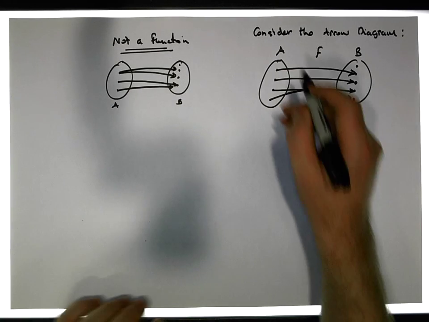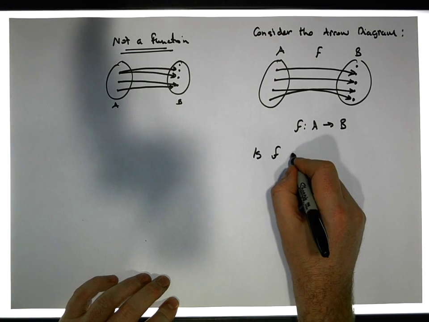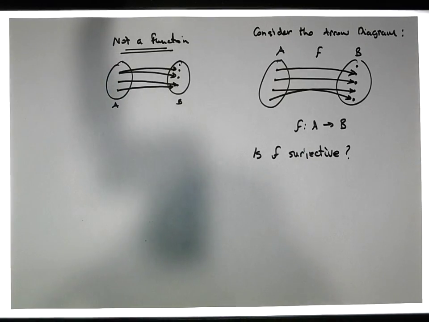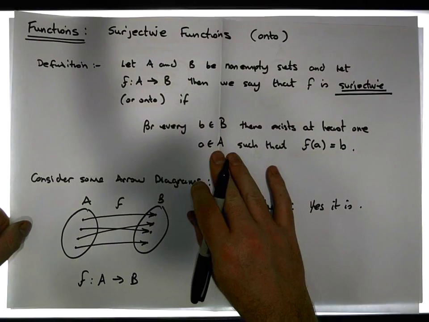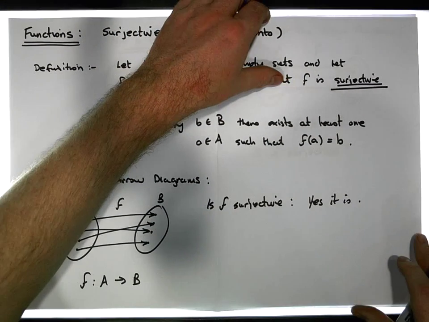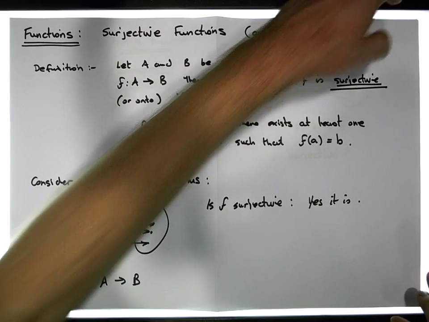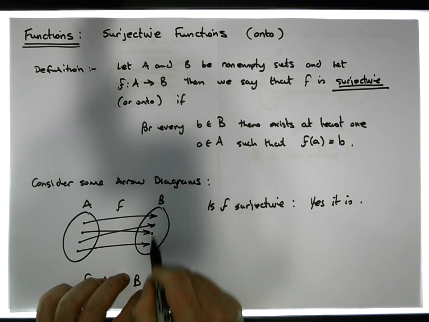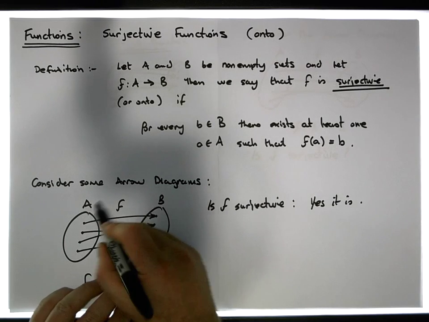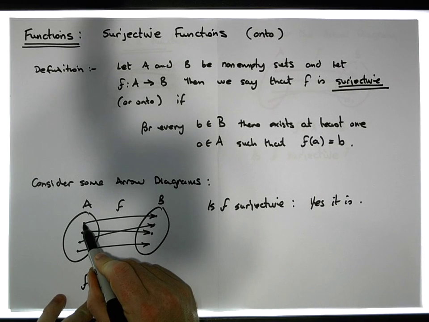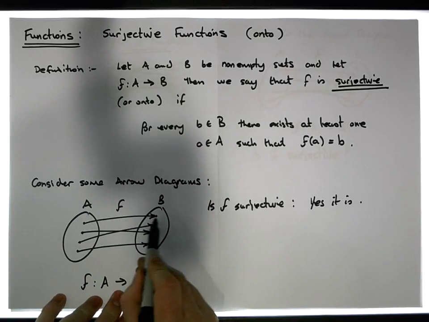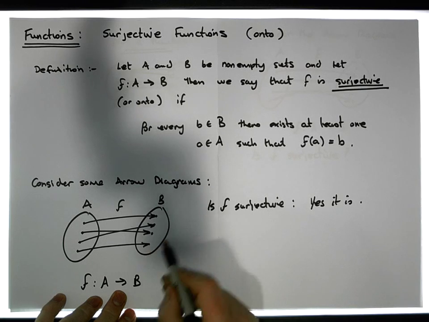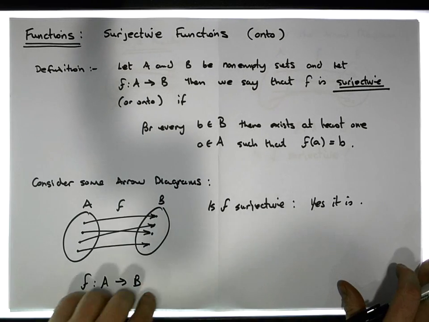But the question we really want to ask is: is f surjective? Now, for this function to be surjective, if you look at the definition again, what we're saying is that for every element in B, the codomain, there exists at least one element in A such that when we pass the element in A into the function f, it's taken to the value in B. In other words, every element in B has at least one incoming arrow.